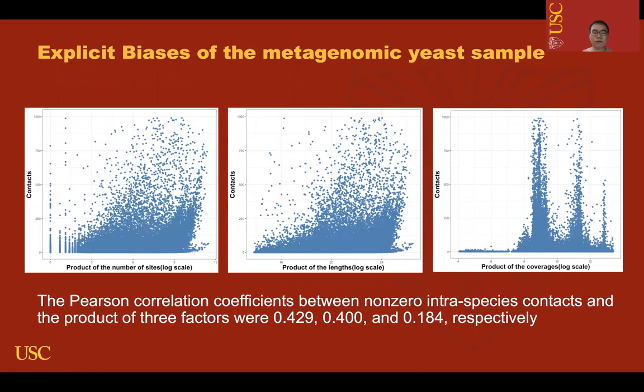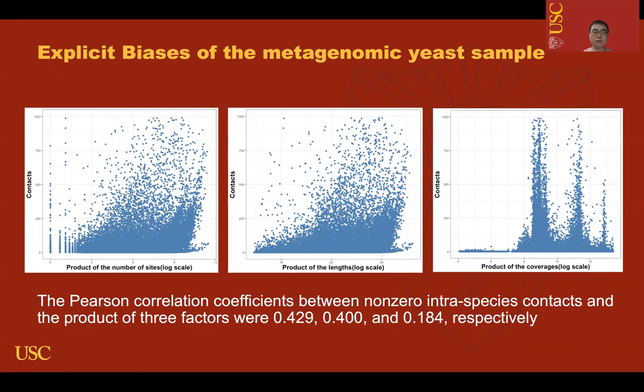The first type of biases is the explicit biases. These three figures show the explicit biases of the raw Hi-C interaction counts. The y-axis of all three figures represents the non-zero contacts for the contig pairs from the same genome, or say the non-zero intraspecies contacts. And we refer to the non-zero intraspecies contacts as the valid contacts. The x-axis of each figure is the product of one factor of the explicit biases.